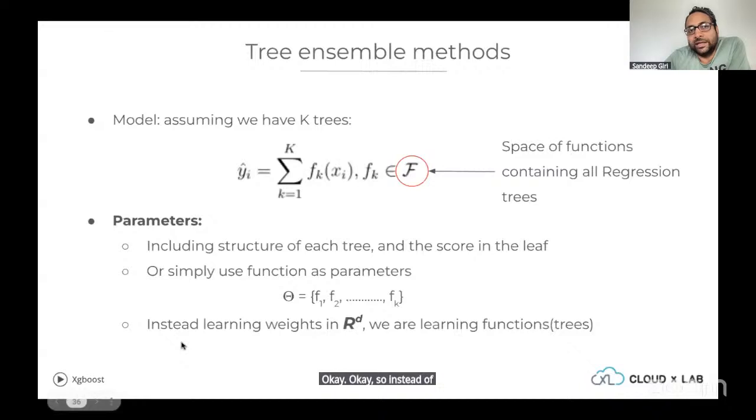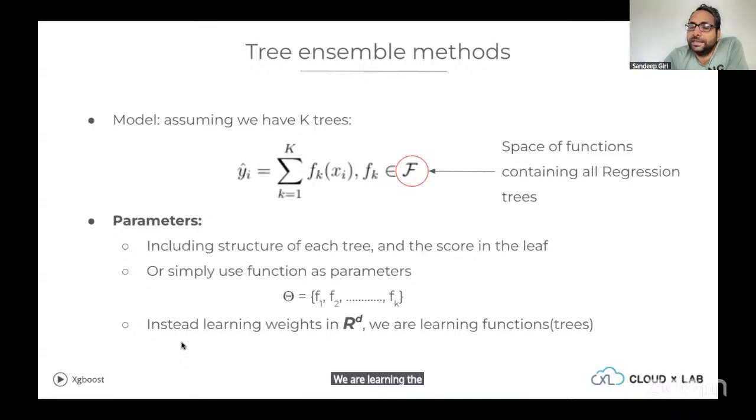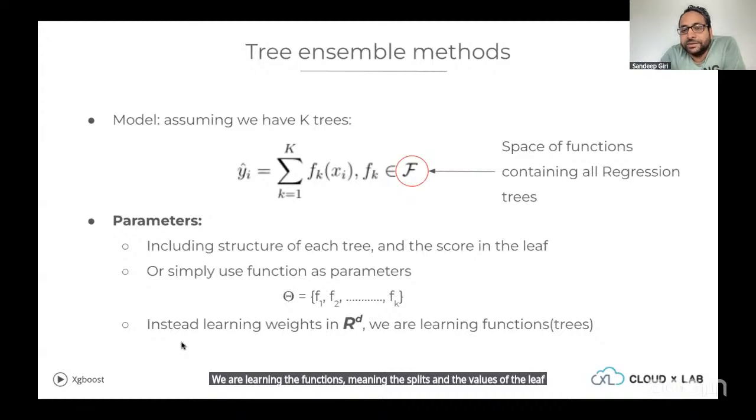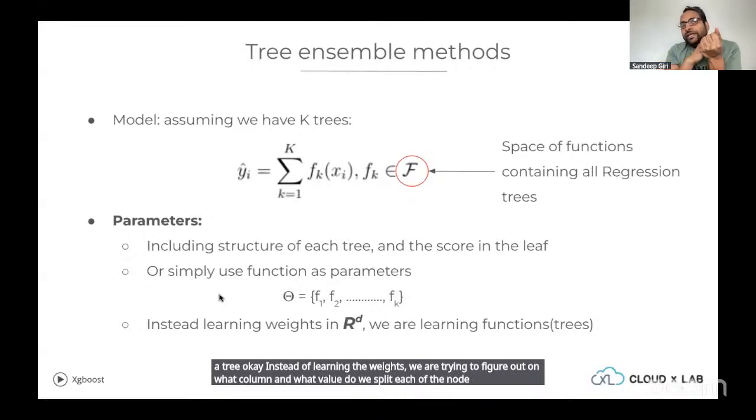Instead of the usual regression, what do we have? We have these trees. We are learning the functions, meaning the splits and the values of the leaf in a tree. Instead of learning the weights, we are trying to figure out on what column and what value we split each node, and also what value we should keep in the leaf.